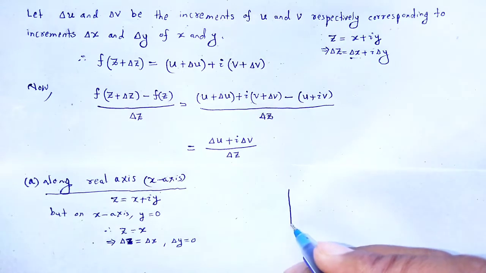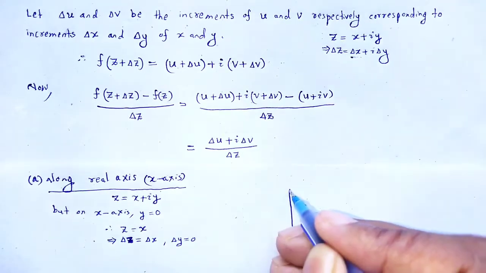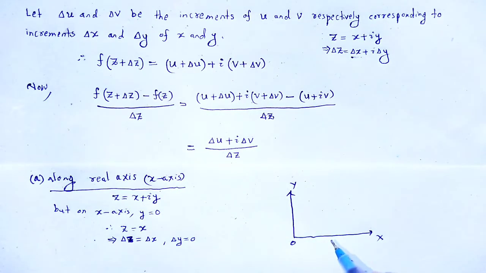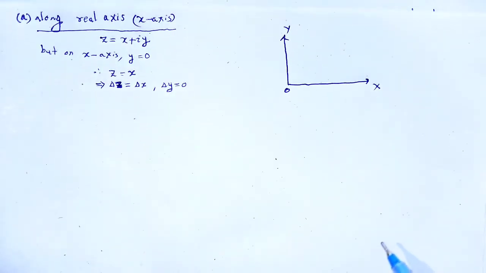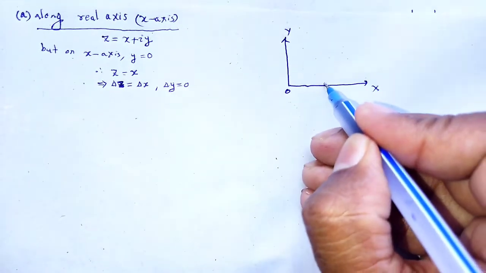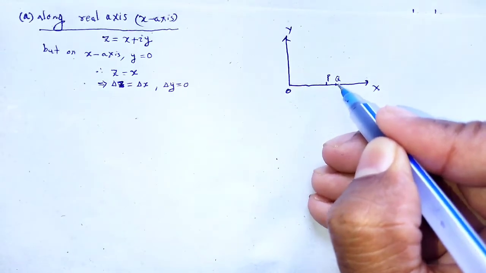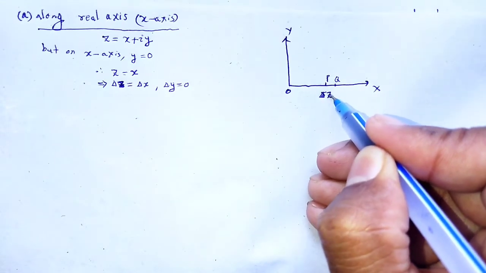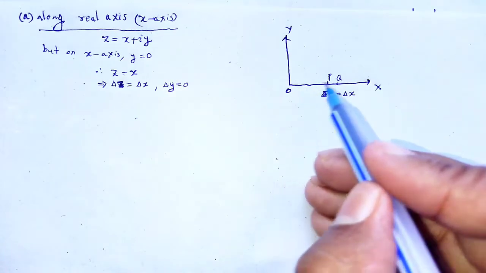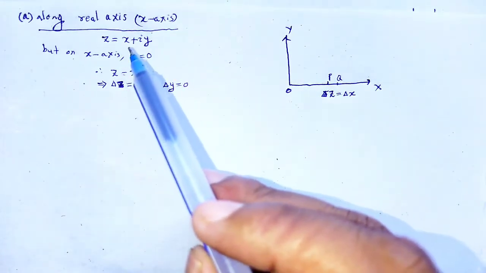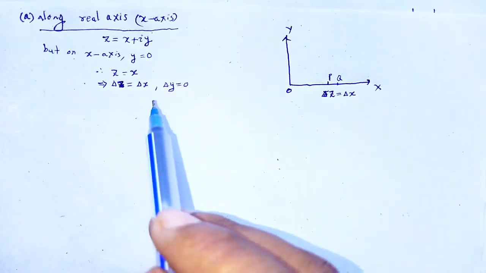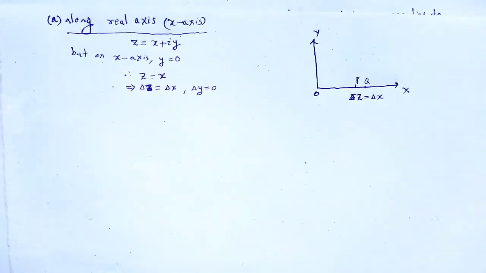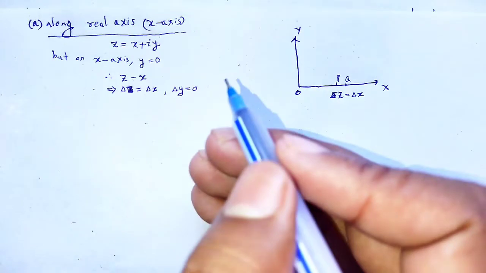As you prefer the coordinate axes, x as real and y as imaginary, for a point P to Q, that is a small increment in z, delta z is equal to delta x, whereas the y term is 0, as we prefer z is equal to x plus I y. Now, that value is put into equation number 1.